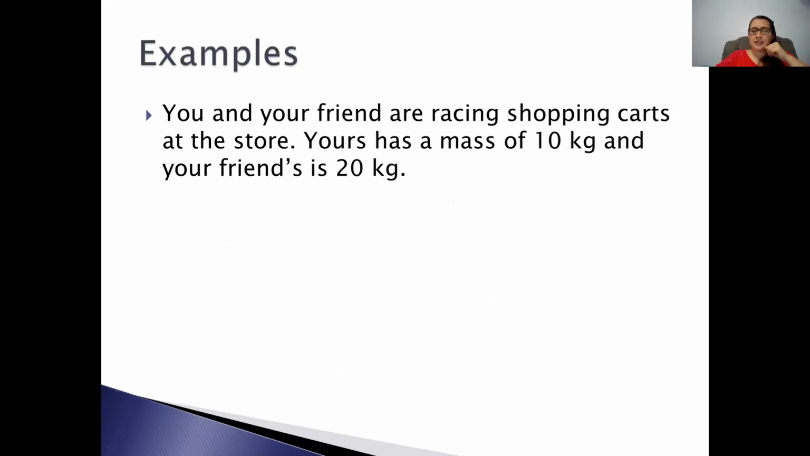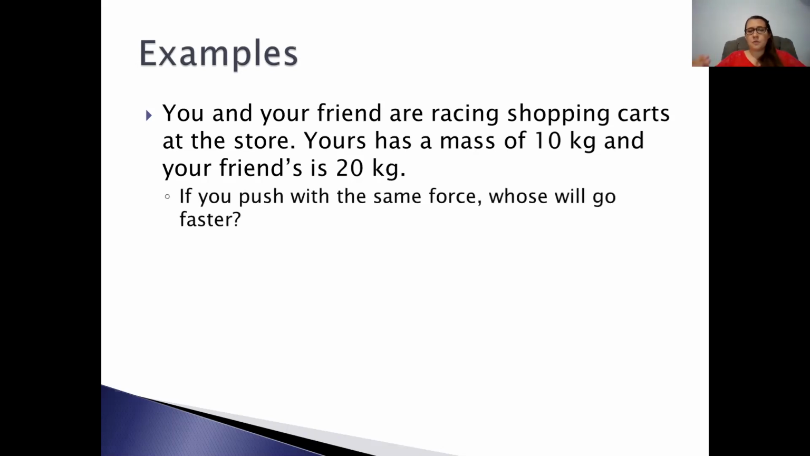So just a conceptual example here. You and your friend are racing shopping carts at the store. Yours has a mass of 10 kilograms and your friend's is 20 kilograms. If you are pushing with the same force, whose shopping cart will go faster?